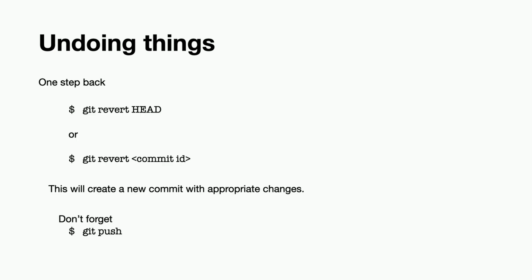So just to go one step back, you can use the git revert head command, or if you want to go back multiple steps, you can use the git revert and the commit id command. This will create a new commit with appropriate changes, so you won't delete your false step from the history, you're just making changes so it would appear that you are in a previous step of your repository. After you did this, don't forget to use the git push command again.